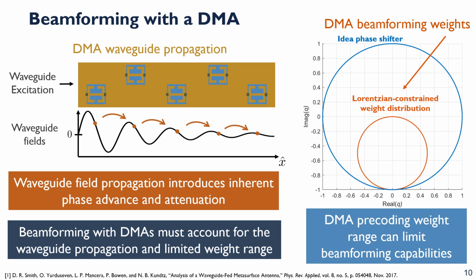Moreover, due to the reconfigurable components, such as the varactor diode here, the dynamic metasurface antenna has a restricted weight range or weight distribution compared to traditional analog beamforming architecture, such as with a phase shifter. So in the plot on the right, we see the ideal phase shifter model with a unit amplitude curve. Whereas for the dynamic metasurface antenna beamforming weights, we have what's called the Lorentzian constrained weight distribution, which involves only half of that complex plane, the lower half of the complex plane, and a variable amplitude distribution, which means that the phases are coupled with a specific amplitude on that curve. So these beamforming weights then need to be accounted for when we're trying to steer a beam pattern with our DMA.